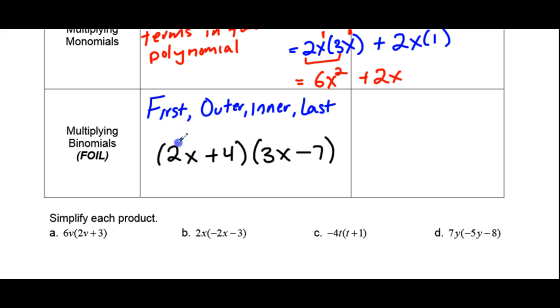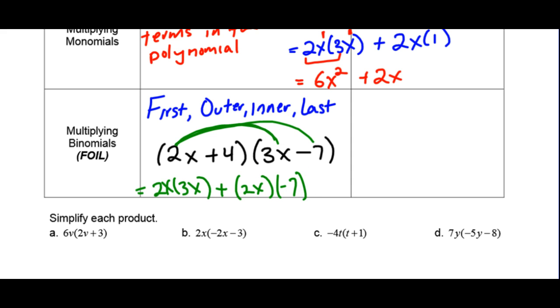So here, we're taking the first 2 terms, and we're multiplying them. All right, so I'm going to do this times this, right? So let's write that down. 2x times 3x, right? And then we're taking the outer 2, this one and this one. So we have plus 2x times negative 7, all right? So now we're taking the inner 2. So these are the 2 inside terms. So we have plus 4 times 3x. And then we're taking the last term. So this is the last term, this is the last term, and we're taking these two. All right, so plus 4 times negative 7.